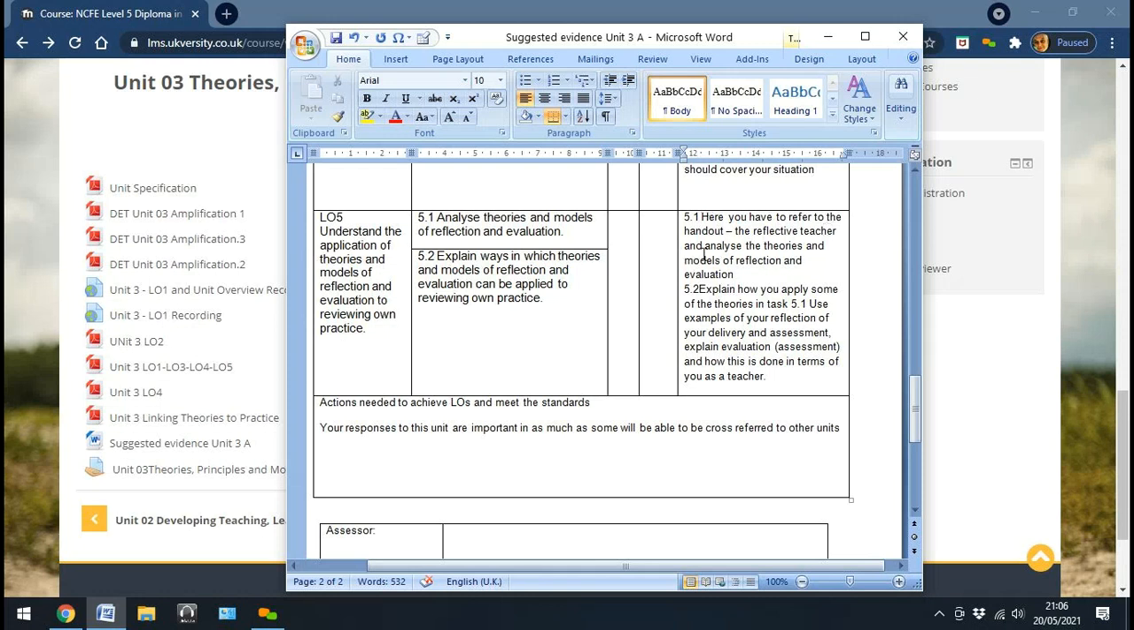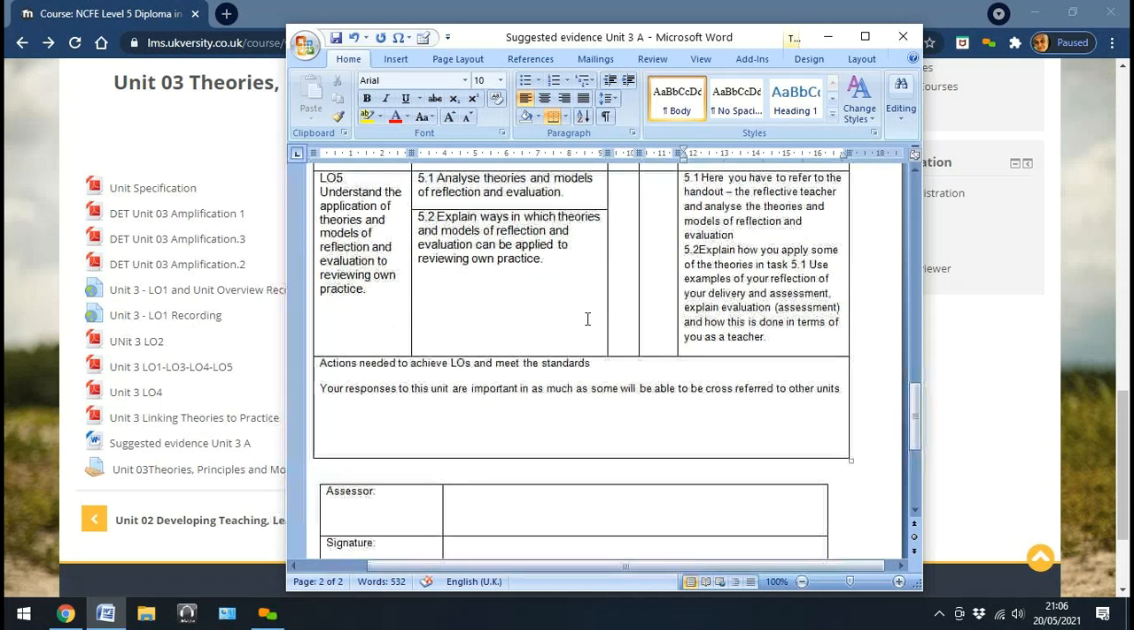There's a handout on the reflective teacher. Again, it's on the Moodle. There's a recording for Learning Objective 1, and some information per unit 2, for LO2. Again, there's a big one for LO1, 2, 3, 4, and 5, and one specific one for LO4, and linking theories to practice.